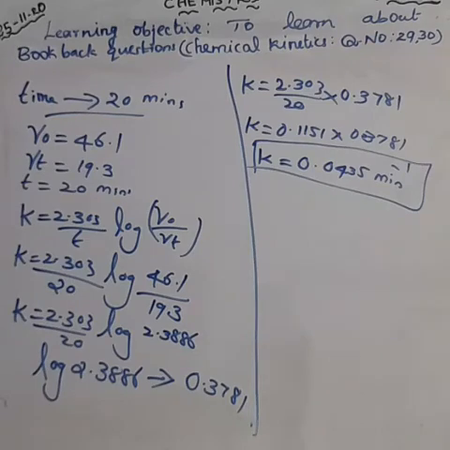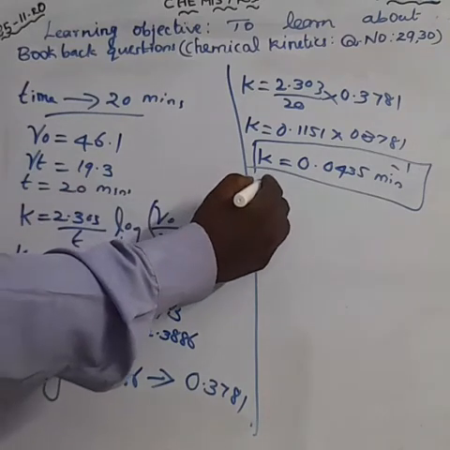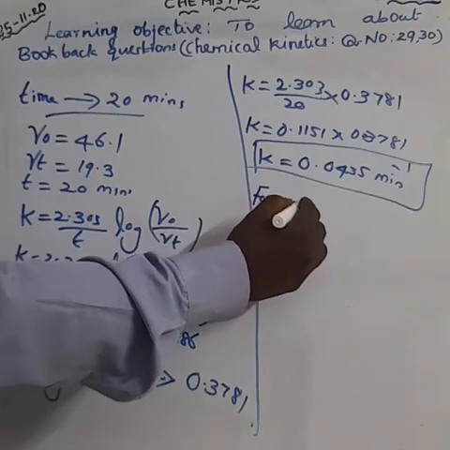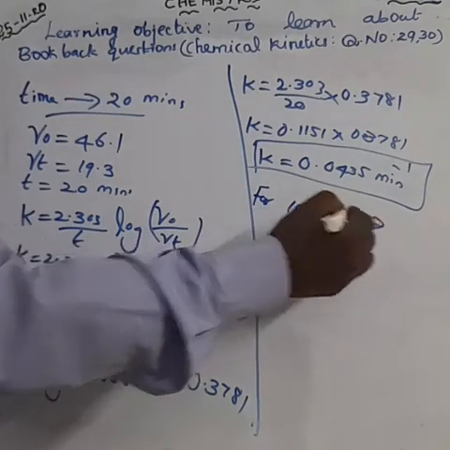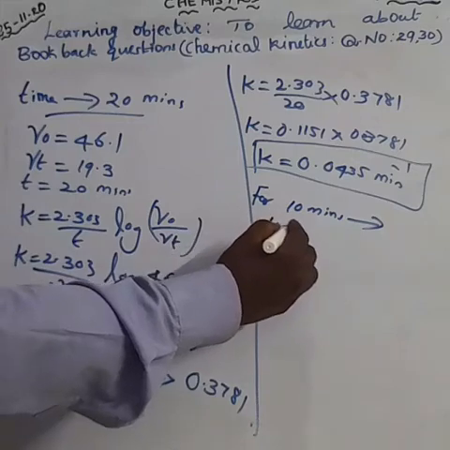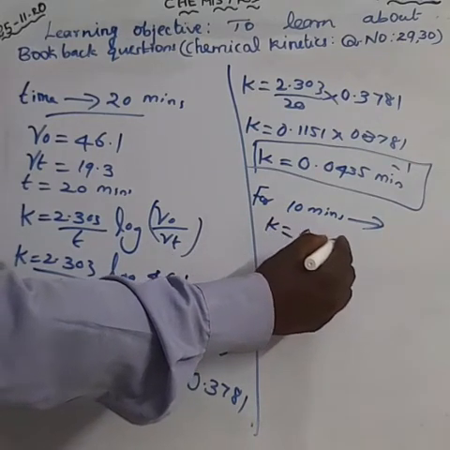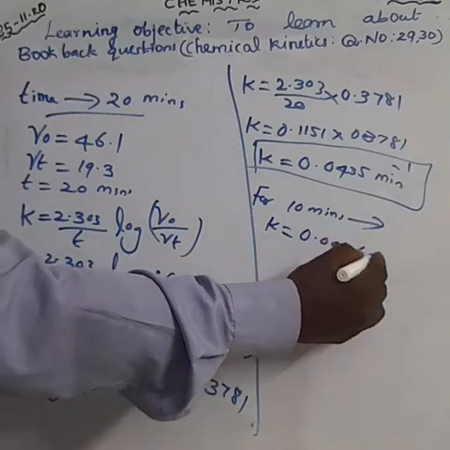Can you do this answer? Have a doubt? Here, what is my question? For the 10 minutes, what is the value? K is equal to 0.0436 per minute.